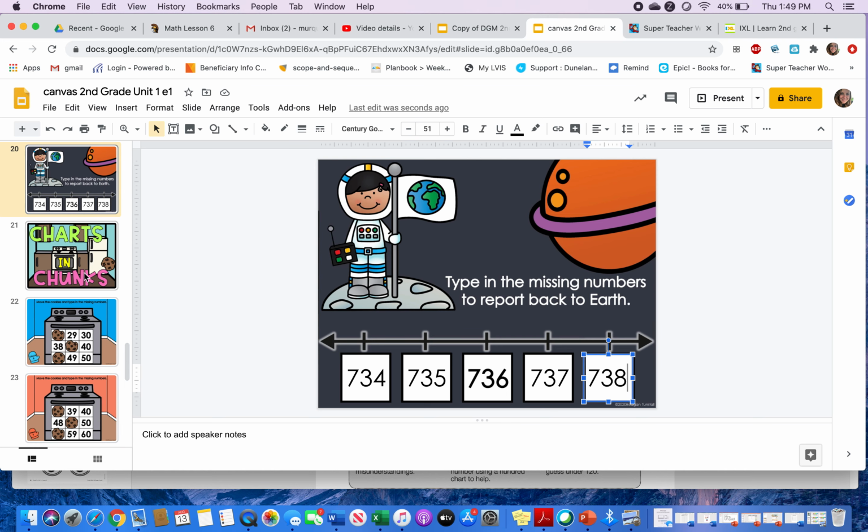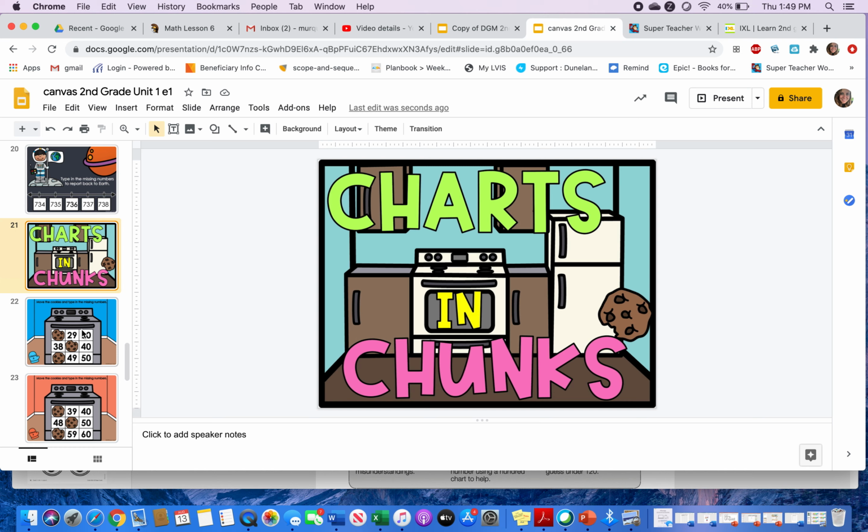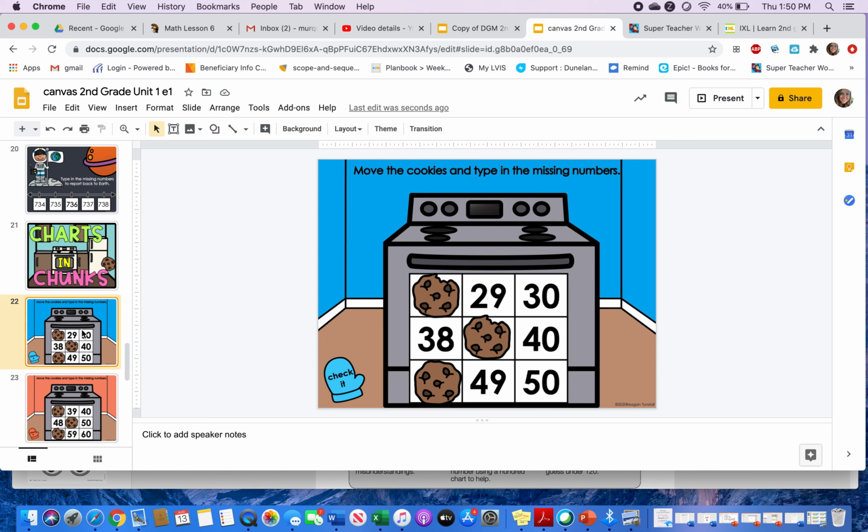This next one is called Charts in Chunks. This one's really cute. All right, so this is the 100 chart activity. Just like before, we know number lines and we know 100 charts really well because it's just counting by one. So this is just a piece of a 100 chart, and there are some cookies covering up the numbers. But I bet you can figure out the missing number because you're such great counters.